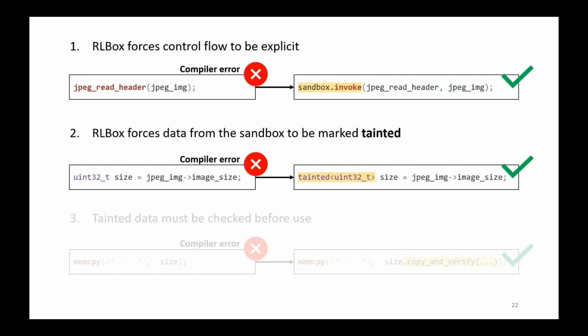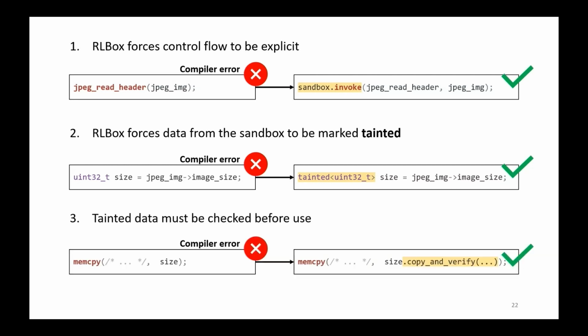And finally, once you've done this, the third principle is you need to make sure all tainted data is checked before use. So if you now take this previous size, which is tainted, and stick it into a memcopy operation, you're going to get a compile error. The way to fix that is to call this API called copy and verify. And what that gives you a chance to do is sanitize this data. And once you do that, the tainting is removed, and that will compile.